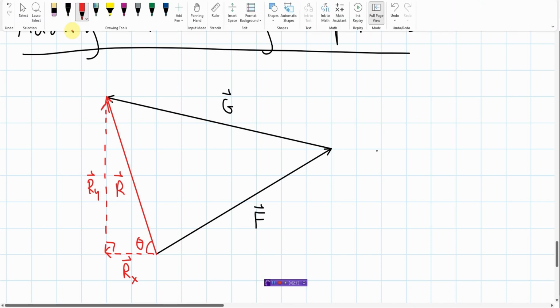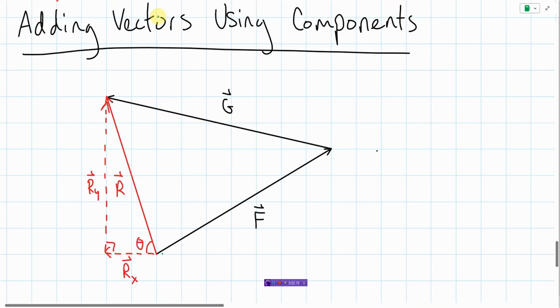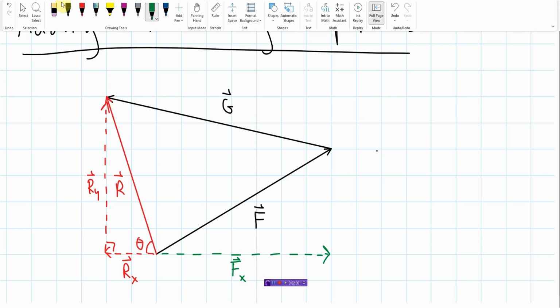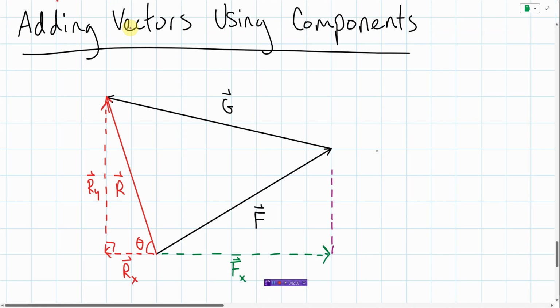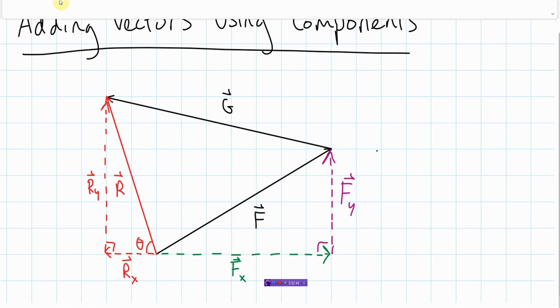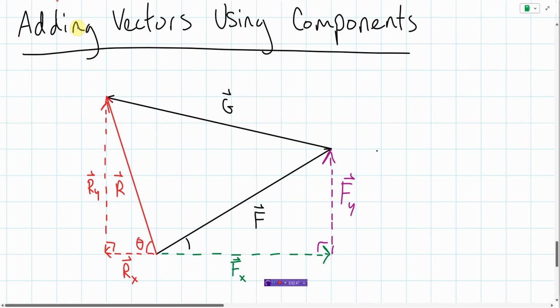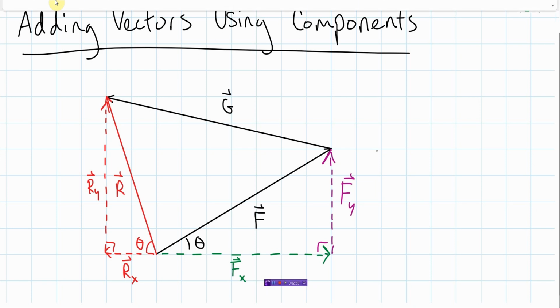We are going to break the other vectors up into their components. So F would look like this. Fx would be here. I'm going to use a different color for y. Fy would be here. Note the nice right angle right there. Now to actually get those, I would need to know an angle, so maybe this one. I would need to know that. But I could get them if I knew that.